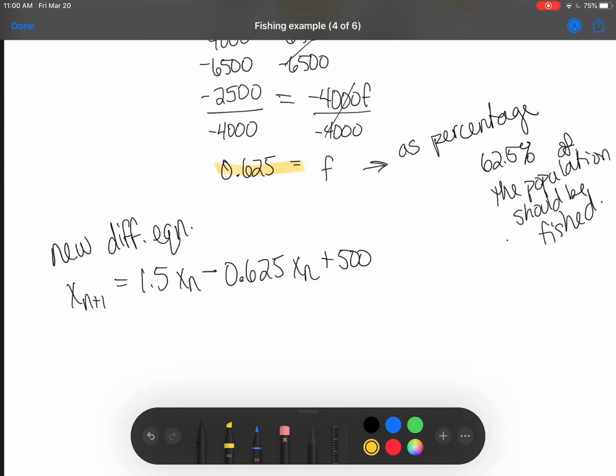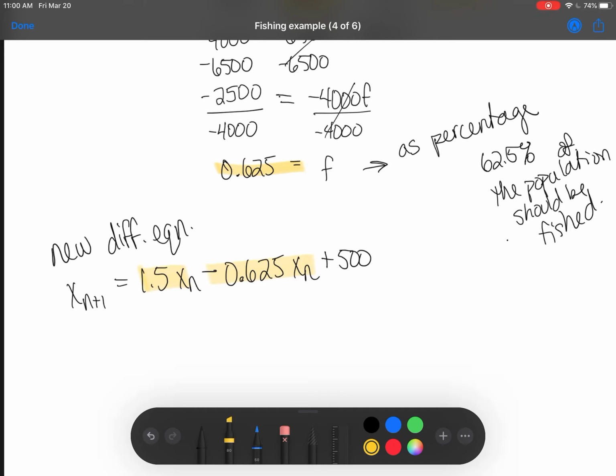All right, and again, what does that mean? This means that it's 1.5 times the fish population, which accounts for the growth rate of 50%. And then the minus 0.625 x sub n means we are taking away through fishing 62.5% of the population.